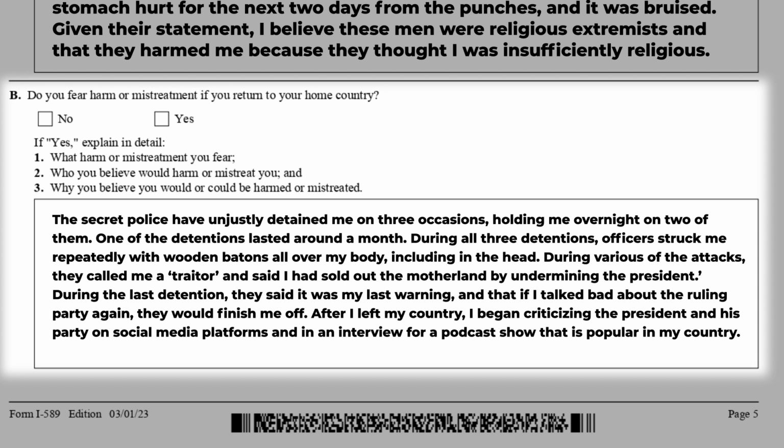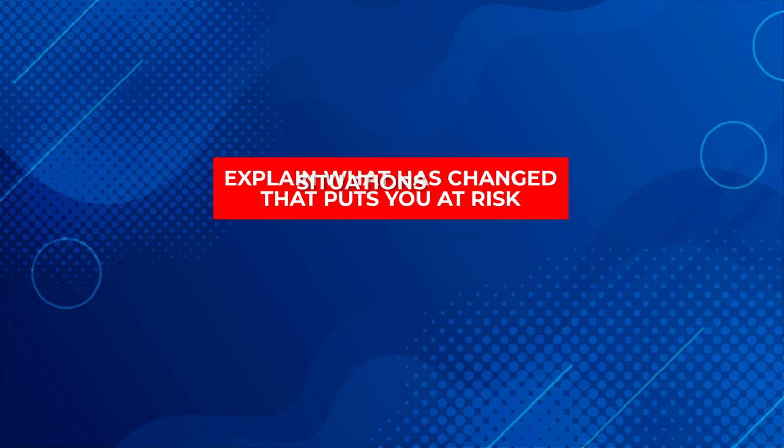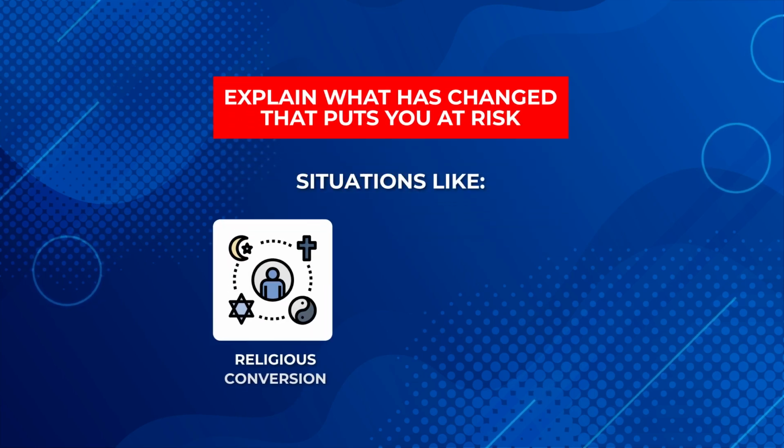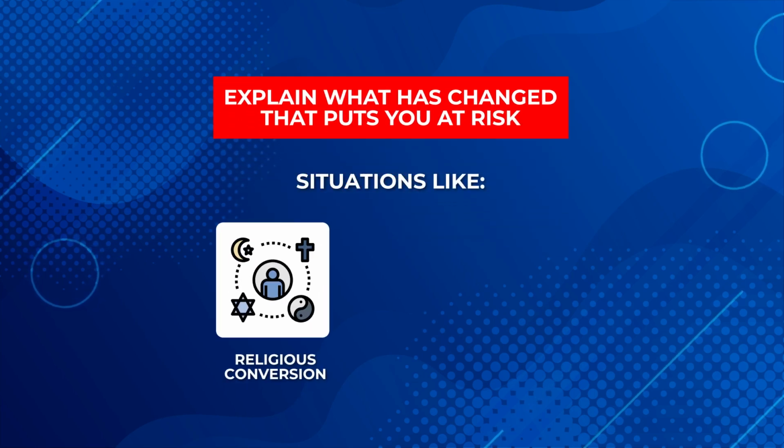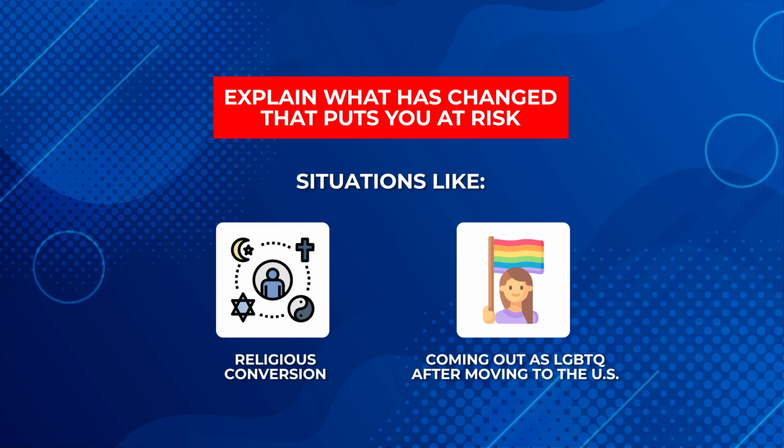Let me now address a different kind of case, one where you've never been harmed or threatened in the past, but you're all the same afraid of being harmed in the future. This, question 1b, is where you explain what's going on or what it is about you that makes you afraid. For example, once they're already in the United States, a person may convert to a new religion, putting them in danger because people who do that get persecuted back in their home country. Or a person who hid their sexuality may come out as a member of the LGBTQ community once in the United States, and just living openly could put them at risk in their country.